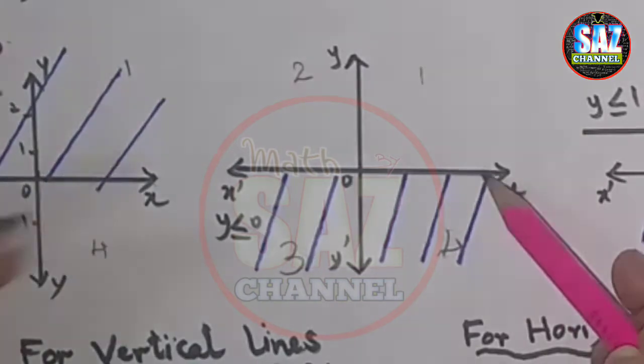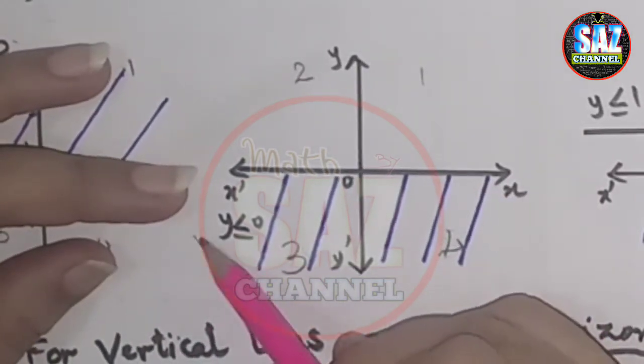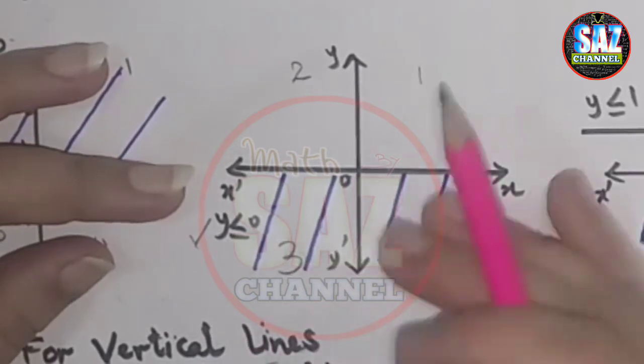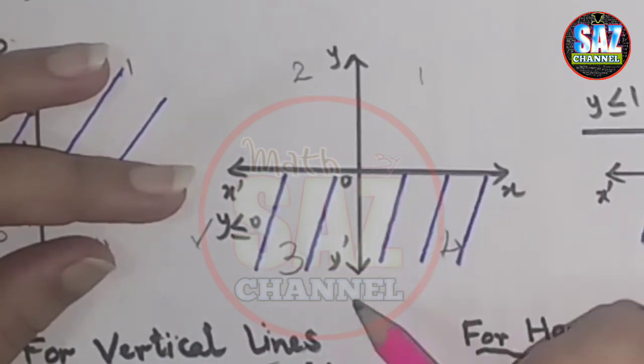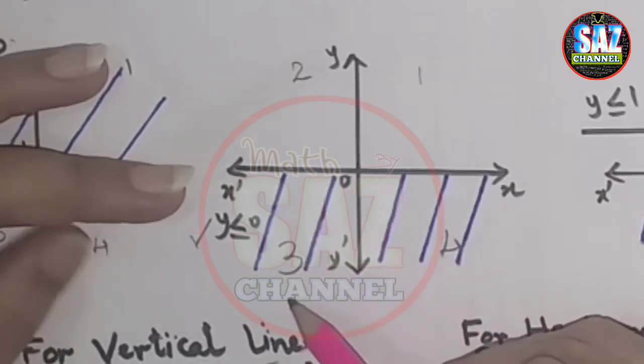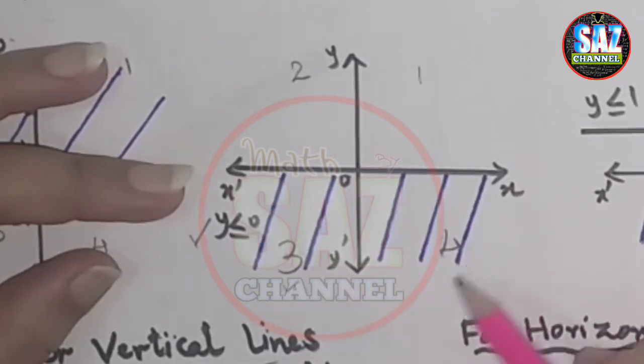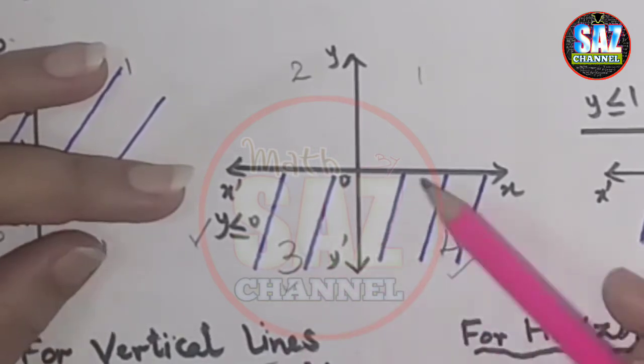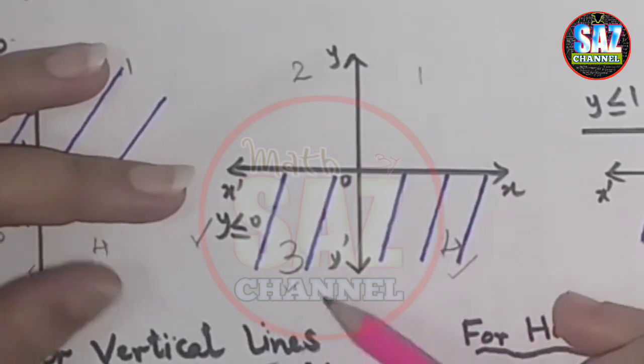Coming to the next situation, y less than or equal to 0 means that we need negative values of y. For that purpose, we know that y values are negative in the third and fourth quadrant. So we will be shading on the below side of the x-axis.